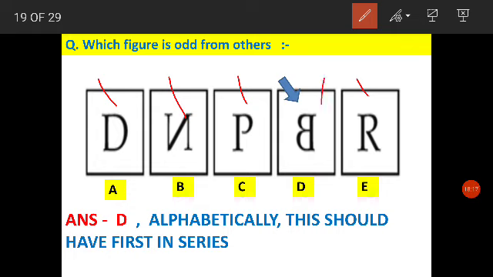So the best analogy to put is that if this was here, then it would have been some kind of series. But since it is coming in between, it becomes the odd figure.